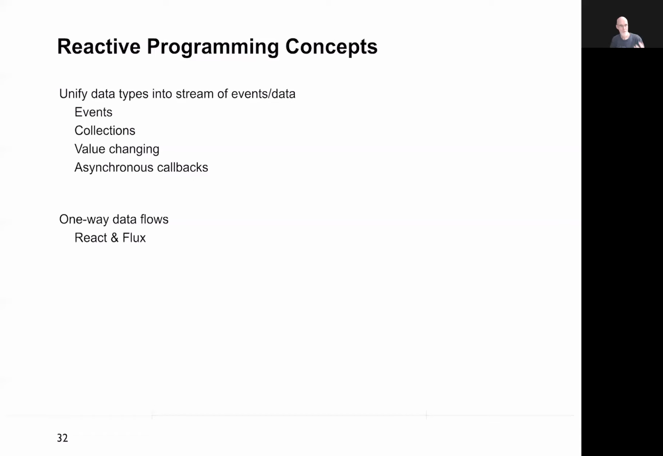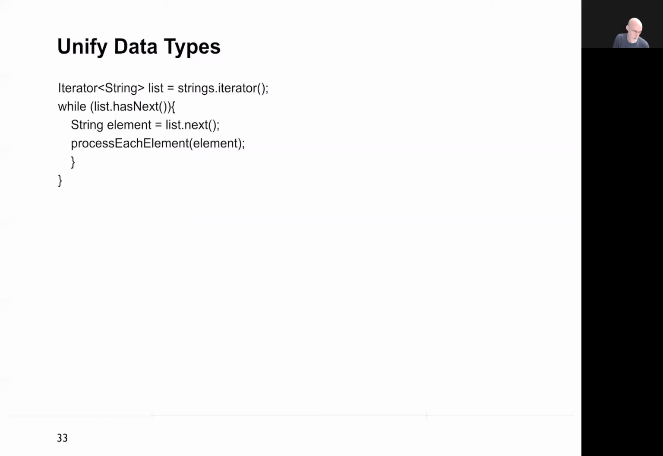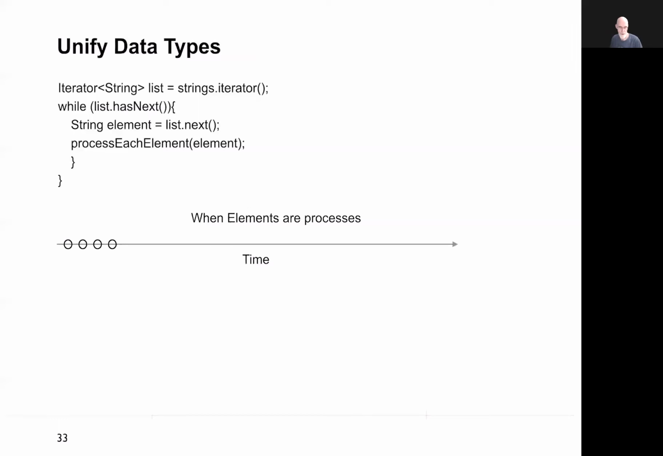So this is the goal of reactive programming, to implement these two ideas. The way to think about unifying data types: say I've got a collection, I'm going to iterate over the collection, and I'm going to do something to each element. We can then, on a timeline, mark each time an element gets modified. Now, if the process each element executes takes the same time each time, then we get a timeline that looks like this.